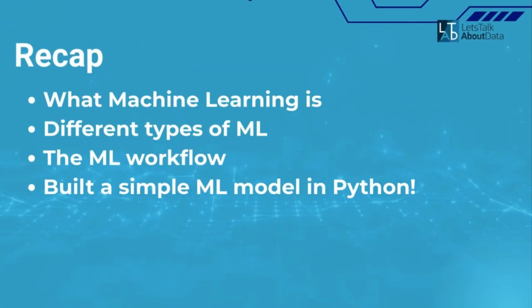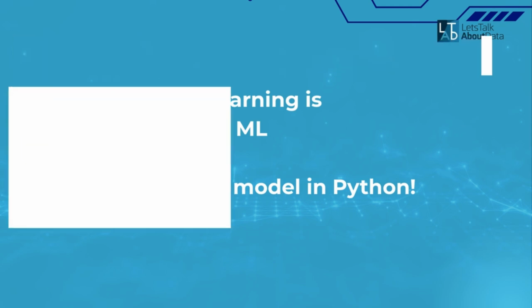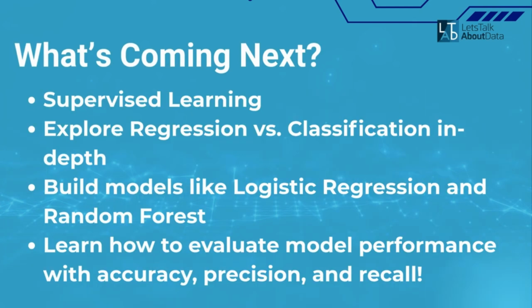Final recap. Great job making it this far. Today, we covered what machine learning is and why it's powerful, different types of ML, supervised, unsupervised, and reinforcement learning, the ML workflow from defining the problem to deployment, and how to build a simple ML model in Python. Next time, we'll dive into supervised learning, where we'll explore regression versus classification in depth, build models like logistic regression and random forest, and learn how to evaluate model performance with accuracy, precision, and recall.